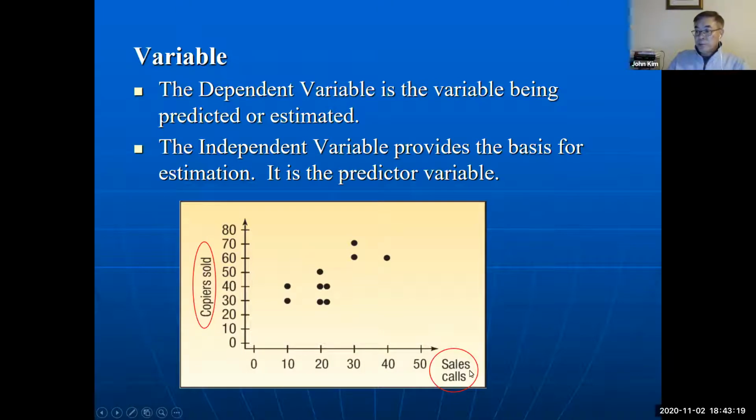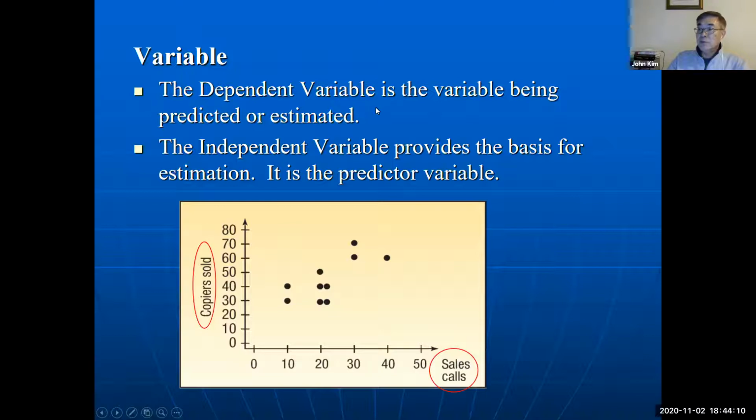If there are two variables like sales calls and copiers sold, with more sales calls we can expect more copiers sold. Sales calls go up more and more, then we can expect the number of copier sales to increase. So sales calls move first, then copiers sold follow. So the X variable moves first, and then the Y variable follows. X is the independent variable, and Y is the dependent variable.